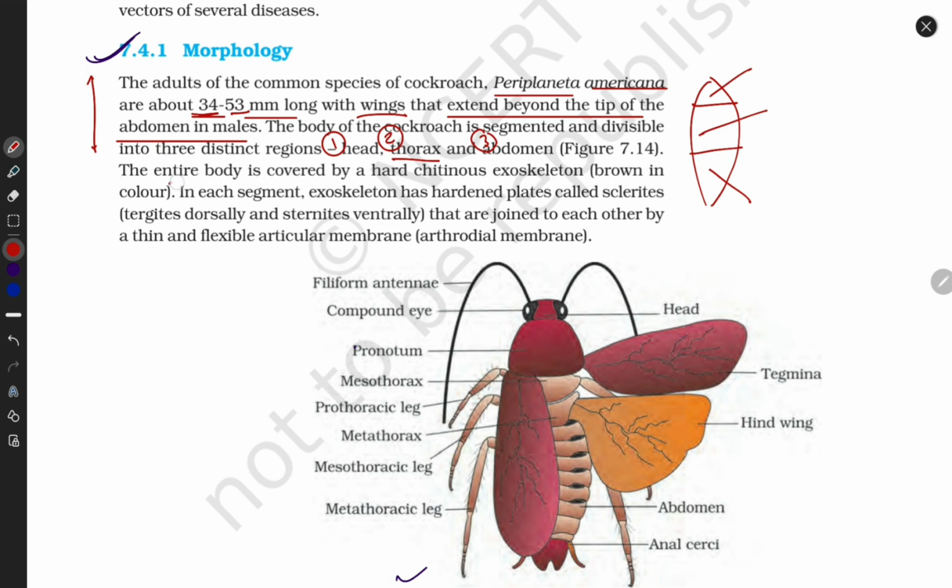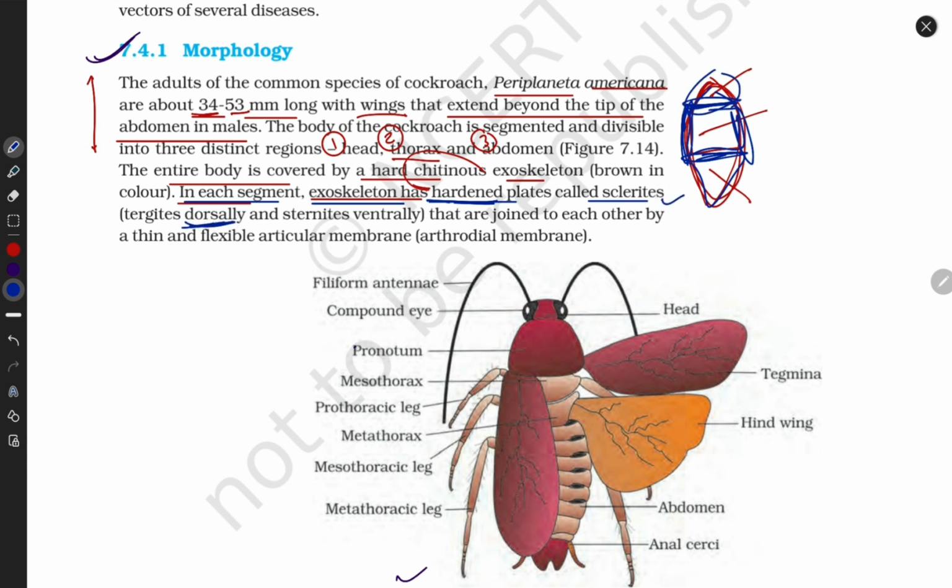The entire body is covered by a hard chitinous exoskeleton. Their whole outer body is covered with chitin, which is very rigid, blackish in color, and very hard. In each segment, the exoskeleton has hardened plates called sclerites. Their segments contain hardened plates at the lateral side, the joining side, and the covering side. We call these sclerites.